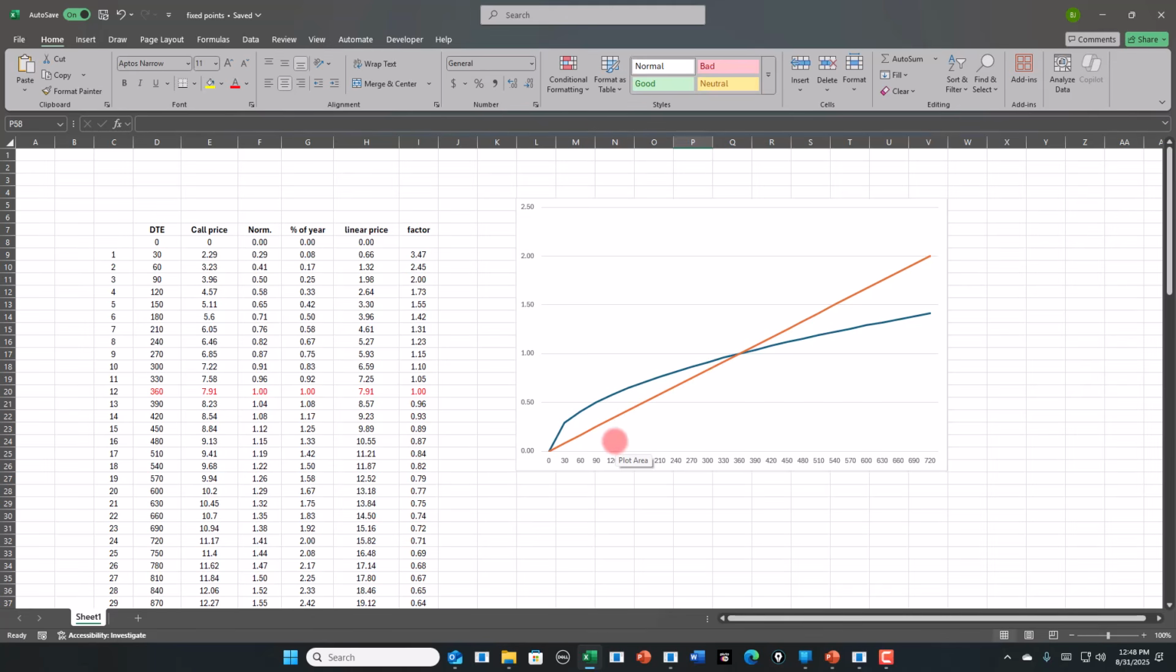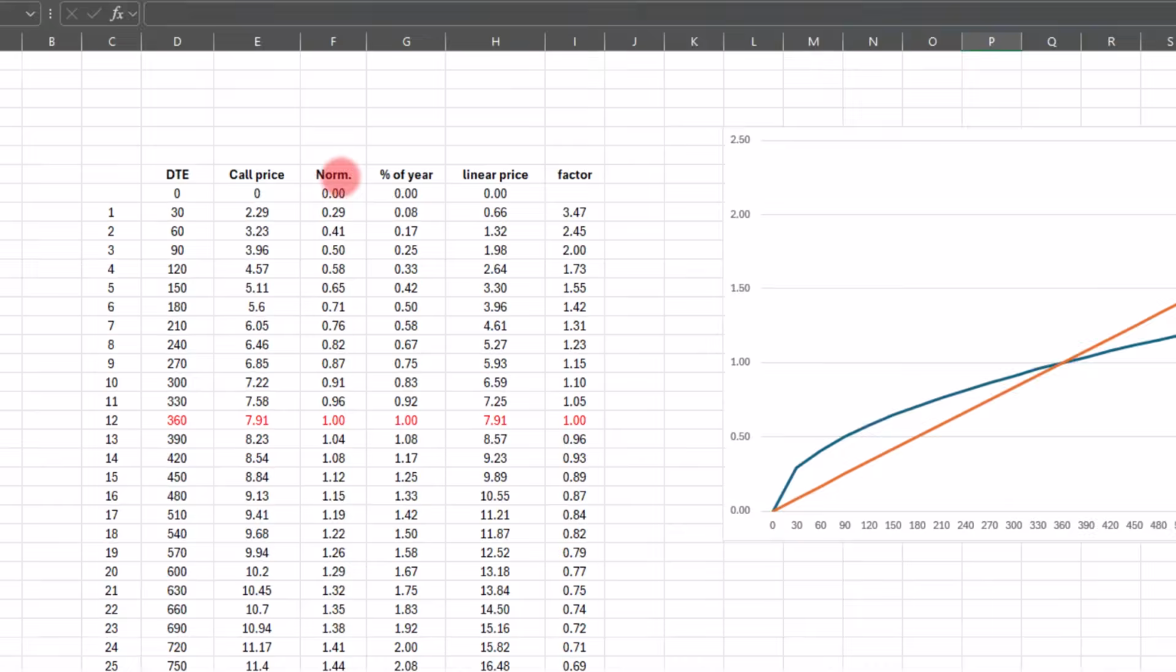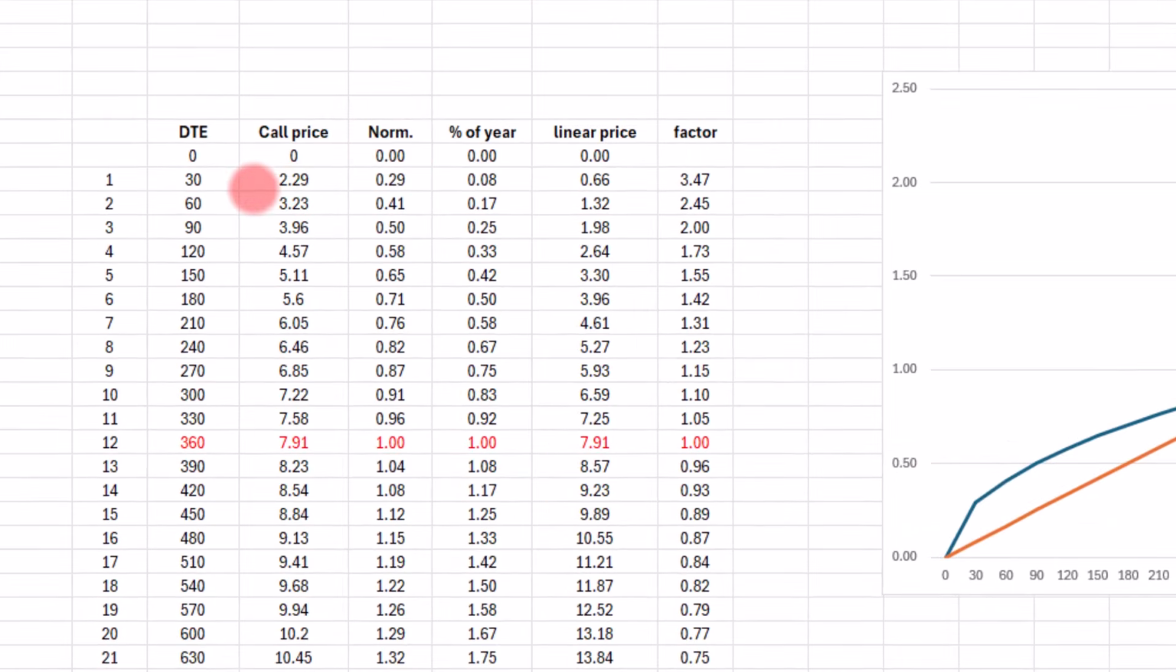So I told you there was something to do with options here, and so here we are. So what we're looking at here are option prices from a pricing model. We start with 0 days to expiration, then 30, 60, 90. We're just counting by 30 days. And over here, we're looking at the corresponding option prices. So these were shot with 20% volatility, no interest rates, and no dividends. So the 1-year option right here, 360 days, is priced at $7.91.